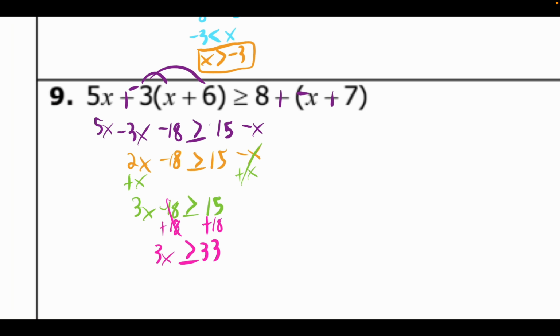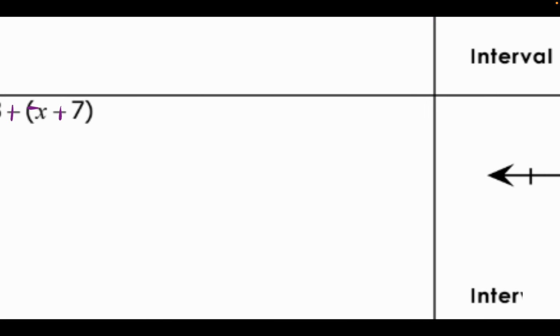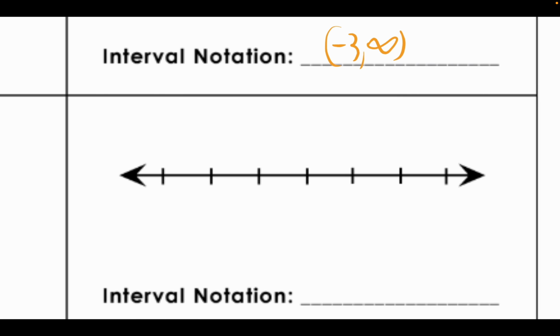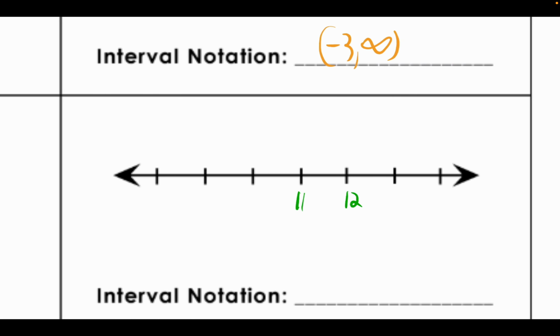So if I go ahead and divide both sides by 3, I get x is greater than or equal to 11 as my answer. And so now I go ahead and graph that. 11 in the middle, a number bigger on the right, a number smaller on the left, and this is a closed circle going to the right. And the interval notation reflects that, as it's 11 comma infinity, with 11 having a bracket.